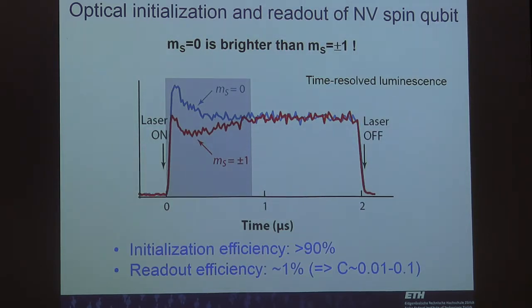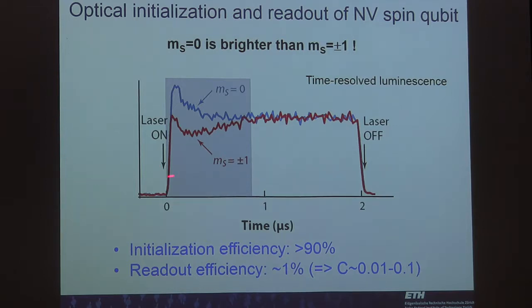To give you two numbers relating to yesterday, the initialization efficiency is quite high, so at this endpoint here, you're with a probability of higher than, let's say, 90% in the 0 state. So we're pretty good at initializing the spin. The readout efficiency is extremely poor. One reason is that this contrast here is actually quite small. It's at most about 30%. And the other is we're very bad at collecting photons.